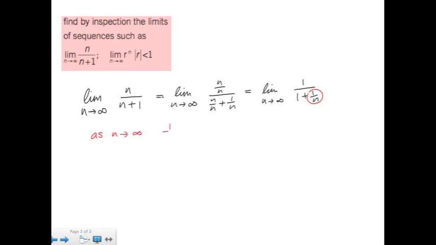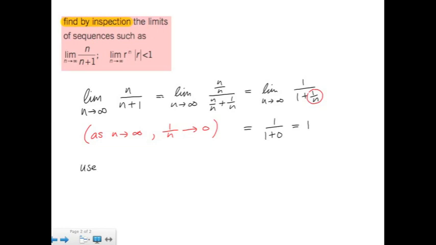So what is the value of 1 over infinity, or 1 over a very huge number? And this is going to be something very small. 1 divided by something very big is going to be something very small, or approach 0. So the answer to the limit is 1 over 1 plus 0, which is just 1 over 1, which is 1.